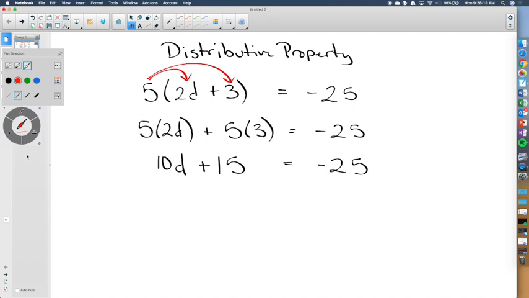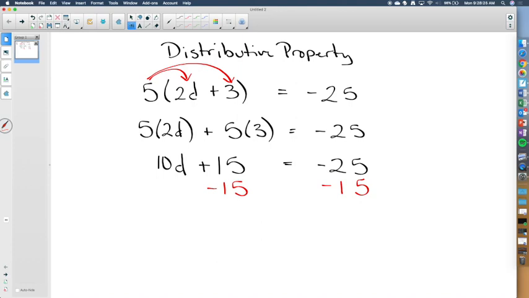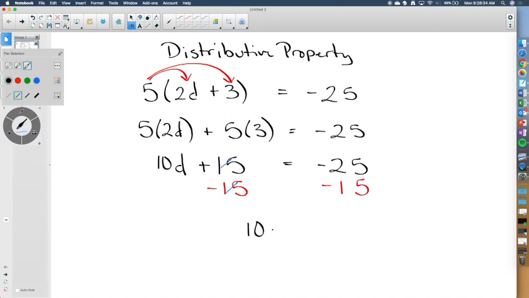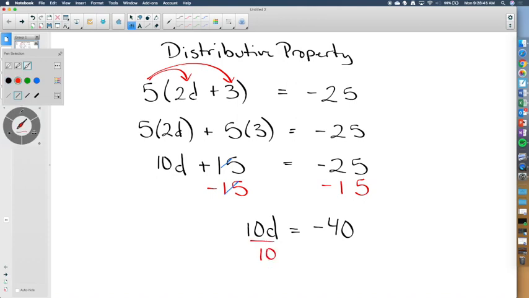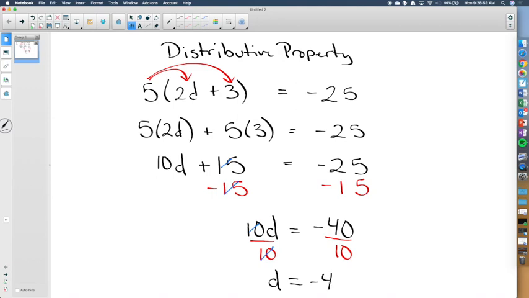Just like we've been practicing, we're going to undo our operations by removing the constant first from both sides. So I'm going to subtract my 15 from both sides, because subtracting 15 is the opposite of adding 15. These now cancel one another, and we're left with 10d on the left, and on the opposite side we have negative 40. Now to isolate the variable we need to divide both sides by 10, and on the left hand side our 10s cancel out, and we get that d is equal to, on the other side, negative 40 divided by positive 10, which gives us negative 4.